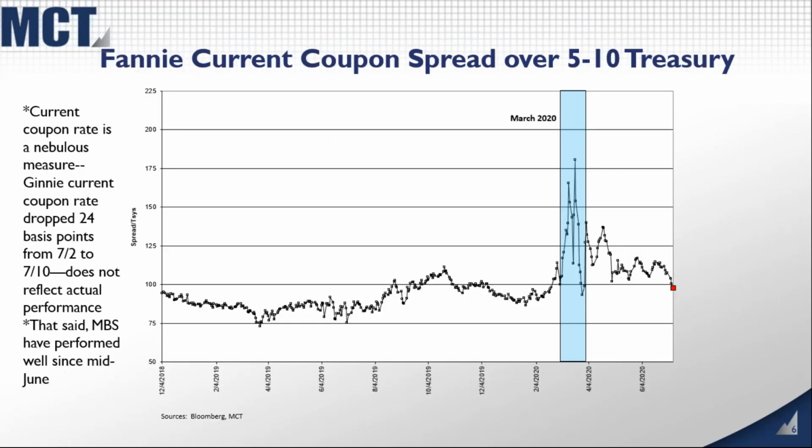This is the Fannie current coupon spread over the 5-year Treasury, and you can see that since mid-June, it's tightened pretty substantially. Now, I've written about this on several occasions. The current coupon spread or rate itself is a kind of nebulous measure because there's really no great way of measuring mortgage or MBS yields without taking into account prepayment speeds and all the distortions associated with what the current coupon is at this point.